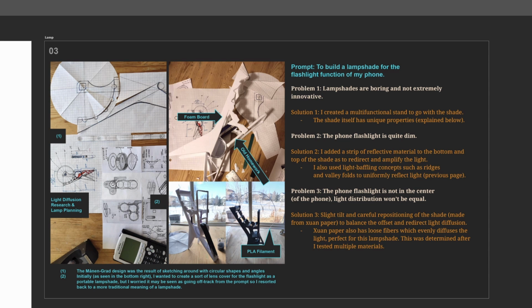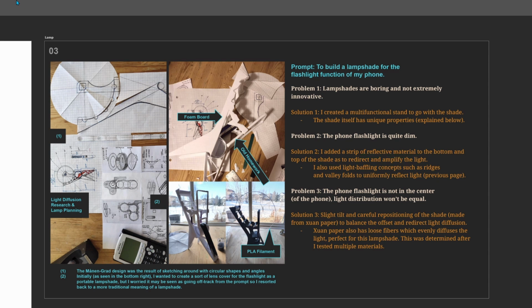So problem 1 would be the lampshades are boring and not extremely innovative. So what I did as a solution is create a multifunctional stand to go with the shade, and the shade itself has unique properties explained below. Yada yada yada. Problem 2, the phone flashlight is quite dim. So that is why I added a strip of reflective material to the bottom and top of the shade, to direct and amplify the light.